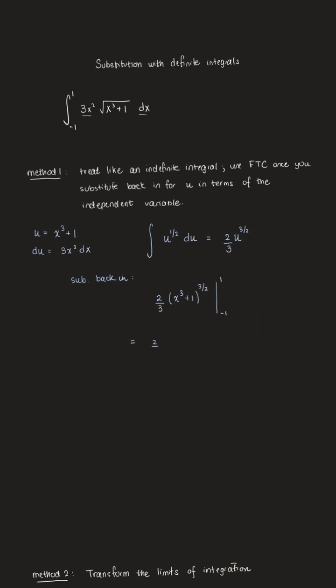So we have 2/3 times 1 cubed is 1 plus 1 is 2, so 2 to the 3/2. And then we'll subtract what we get when we put in our lower limit of integration. -1 cubed is -1, so here we get 0 to the 3/2. And that will just be 0. And 2 to the 3/2 is the same thing. Let me just do a little side note here. 2 to the 3/2 is the same thing as the square root of 2 cubed.